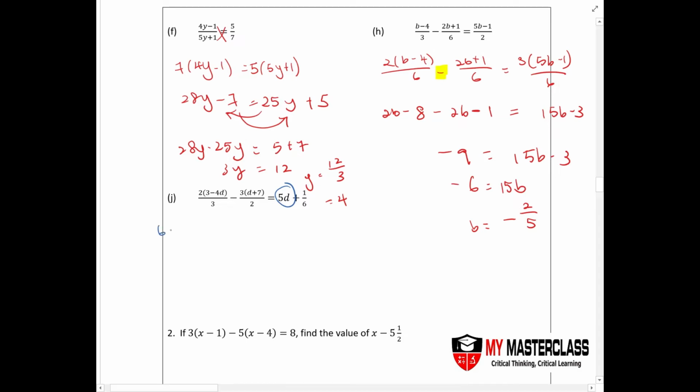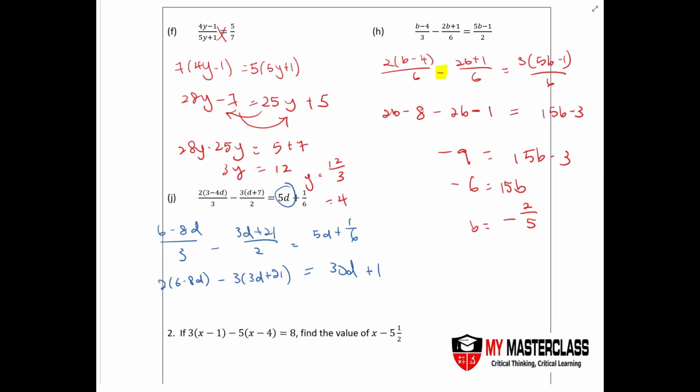First things first, let's expand this. You would have (6 minus 8d) over 3 minus (3d plus 21) over 2, then you have (5d plus 1) over 6. When you combine them, what you need to do is make them all the same denominator. So you would have 2(6 minus 8d) minus 3(3d, same thing again, I'm keeping my sign here first because I haven't expanded yet. So make sure not to change your sign here, you haven't expanded. Then you have 30d plus 1.